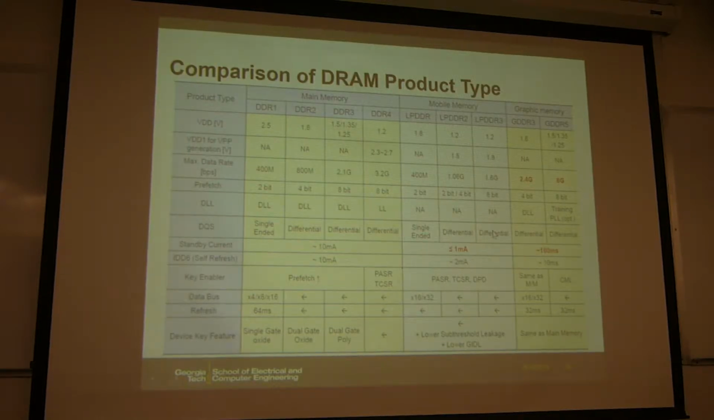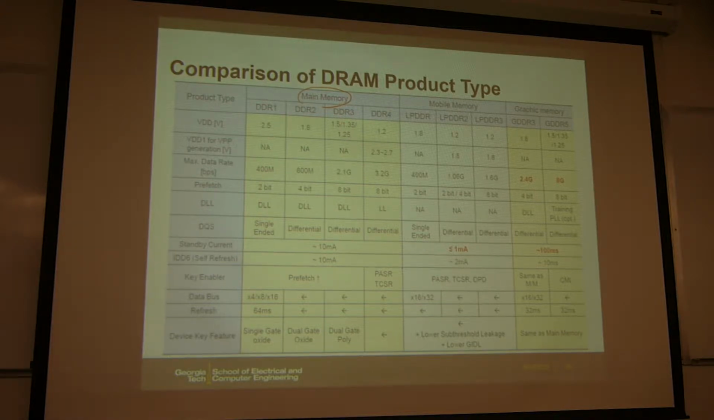For DRAM products, there are actually different kinds available in the market, and this depends on applications. So the first is the main memory. This is the most common situation, and we have DDR 1, 2, 3, 4. These days we don't say DDR 1 and 2, so mostly 3 and 4.